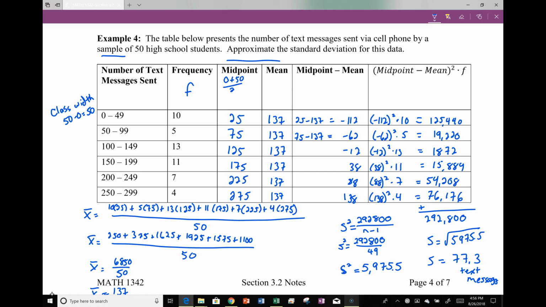So I'd like for you to practice these, first getting the mean of the grouped data again, then finding the variance and the standard deviation. Let me know if you have any questions.